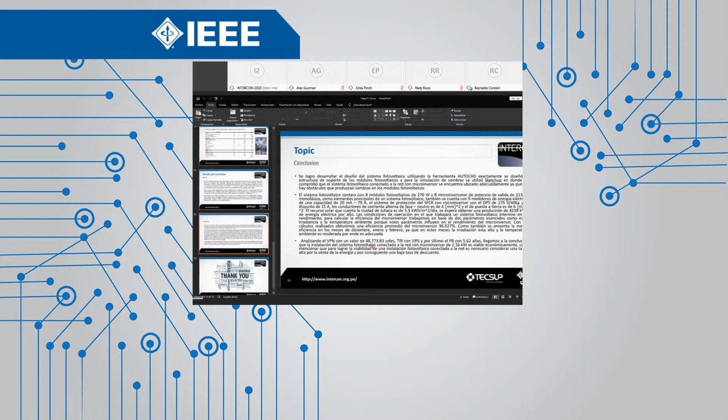Conclusions. This is the conclusion, which was a successful design. The photovoltaic system was designed using the program AutoCAD. The system has 8 photovoltaic modules of 270 watts and 8 micro inverters.